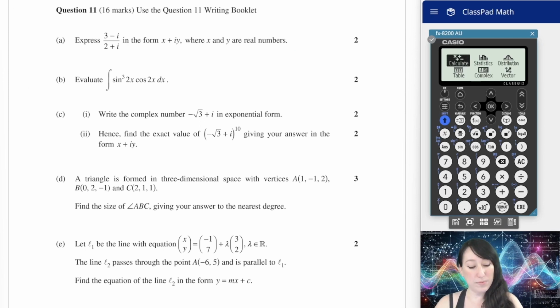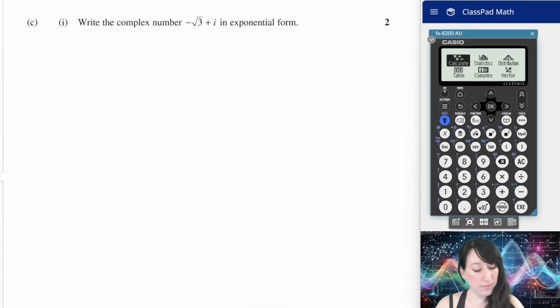Question 11c. Part 1 is to write the complex number -√3 plus i in exponential form. So, to write a complex number in exponential form, we'll need its modulus and its argument.